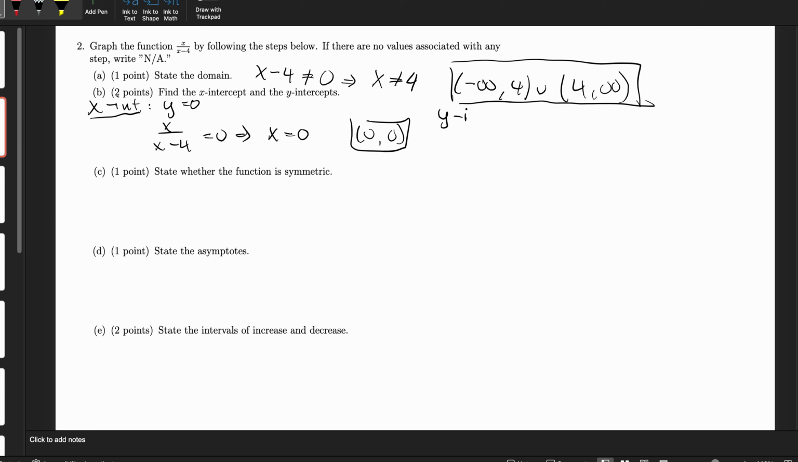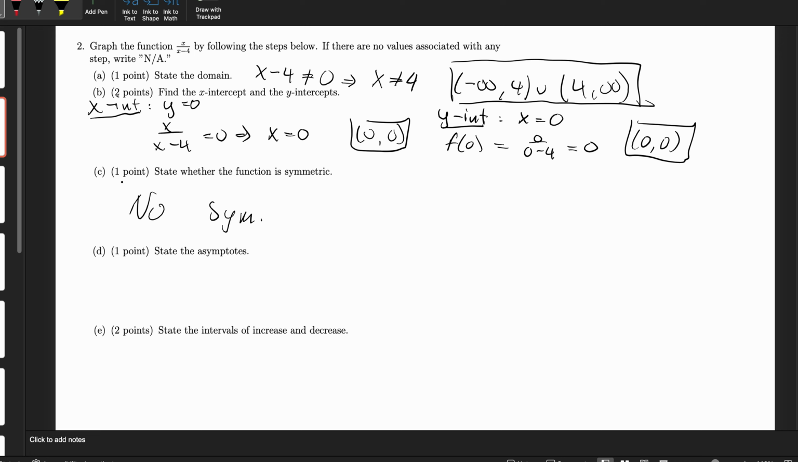For the y-intercept, that's when x is equal to 0. It's always the opposite of what you'd expect. So for the y-intercept, x equals 0. For the x-intercept, y equals 0. Okay, fine. So that means I just plug in 0 for my f. So that's 0 over 0 minus 4. And again, I get 0. So the y-intercept is the origin, 0, 0. Good. State whether the function is symmetric. Well, this function is neither even nor odd. No symmetries.